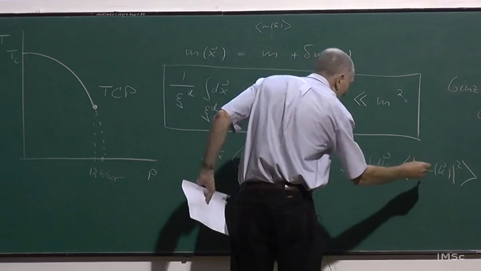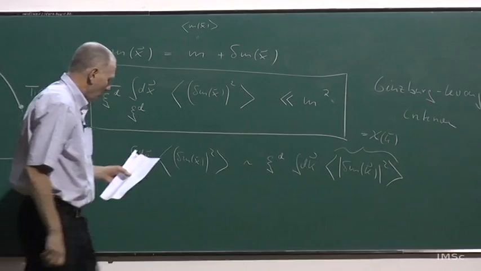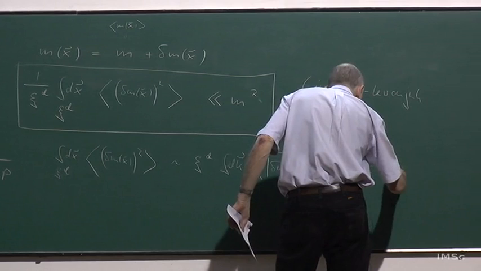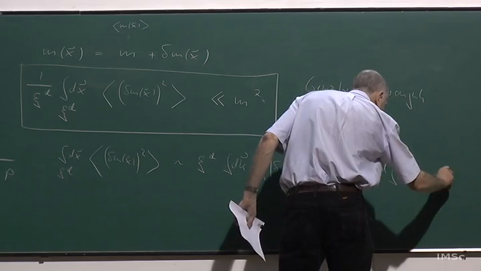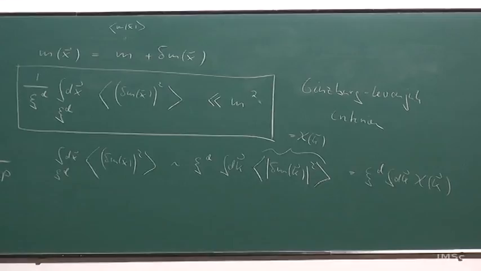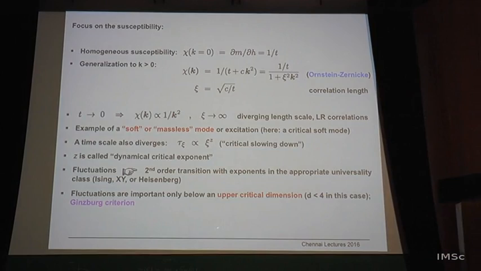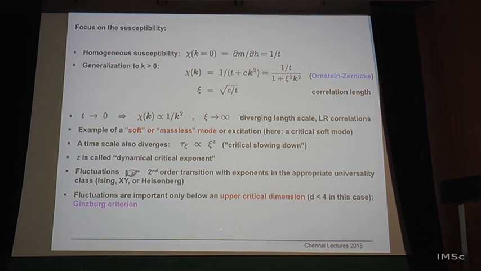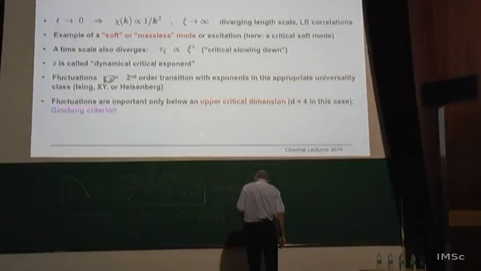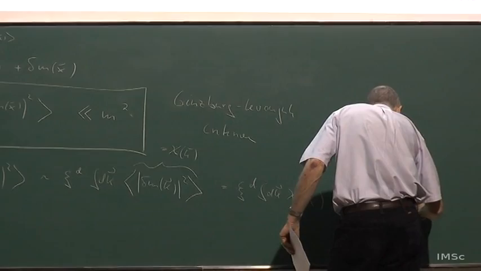But this here is my susceptibility. This is chi of k. So what I've got here is a correlation volume times a wave number integral over chi of k. And again, chi of k is in general very complicated, but in the simple mean field Gaussian, Ornstein-Zernike, whatever we want to call it theory, we actually know what it is. Here it is. It's proportional to 1 over 1 plus xi squared k squared. So let's plug that in. So within the simple theory, this is proportional to xi to the d integral dk 1 over 1 plus k squared xi squared.